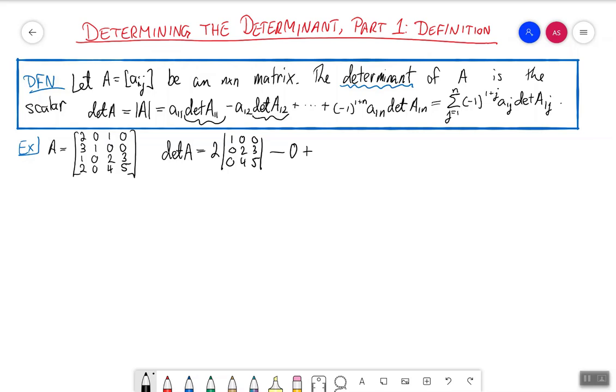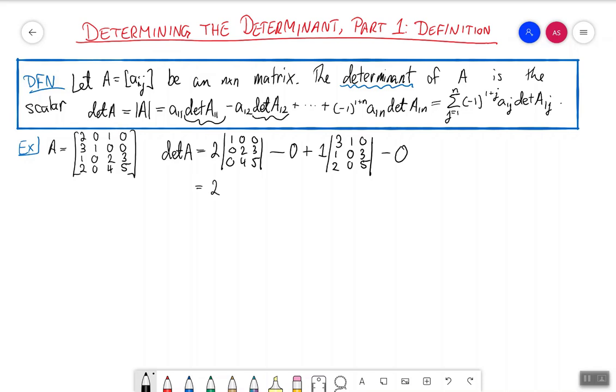Then we do plus, and now we have a 1 here, and we remove the row containing the 1 and the column containing the 1, and we take 1 times the determinant of the matrix that's left over. So that's the matrix 3, 1, 0, 1, 0, 3, 2, 0, 5. Then we subtract what we get for this entry, but again, that entry is 0, so it doesn't matter what the minor is, we just put a 0 there. Now we can continue computing.